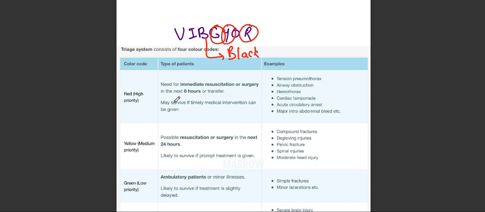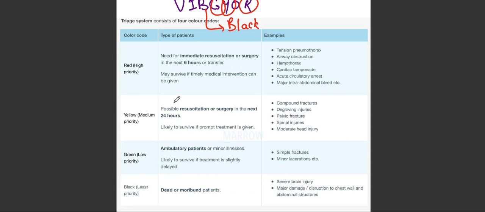As you know, black means that we can't do anything, and we give the least priority to the black color, that is the dead or morbid patient. If we invested so much time in that patient, there are many patients who could be saved. Therefore it is called a morbid patient, whom we cannot help, containing severe brain injury, major damage to the chest wall and the abdominal structures.